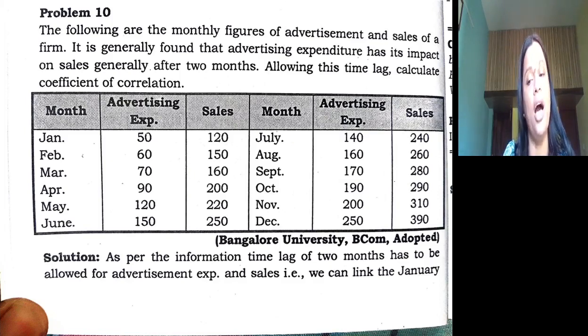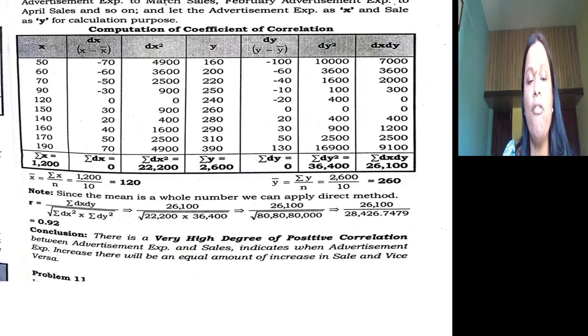It is clearly given. Allowing this time lag of how many months? 2 months, we have to calculate correlation. Did you get my point? So that's why if we take 50 rupees as advertisement expenses, we should not take January's sales, we should take sales of 160, because a direct relationship exists between advertisement expenses and sales, and it will create impact only after 2 months. So January's advertisement expenses create impact on sales of March. So when you take advertisement expenses of January 50, then you should take sales of March 160.